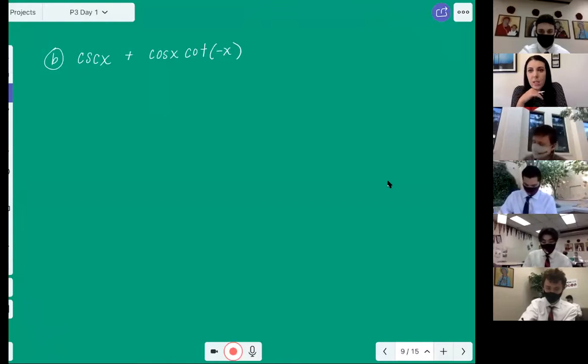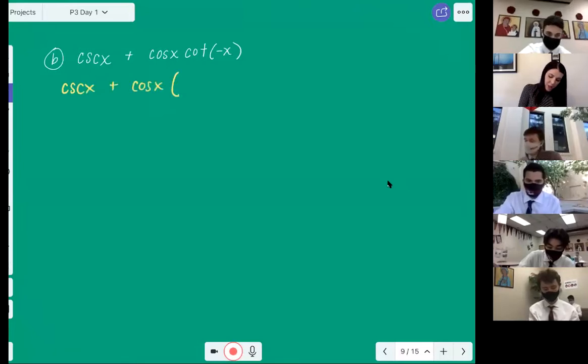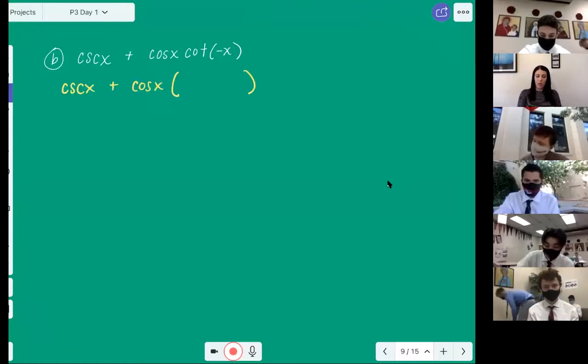Julian, how would you like to start this one? A couple different things we could do to start. You can probably start with the cotangent, like with the even odd thing. Good. So how would you write that? So we're going to leave the cosecant alone first. So cosecant x stays plus cosine x stays. And then what's cotangent of -x the same as, Julian? Negative cotangent x.